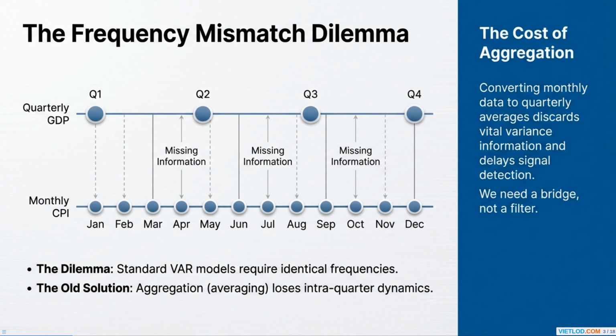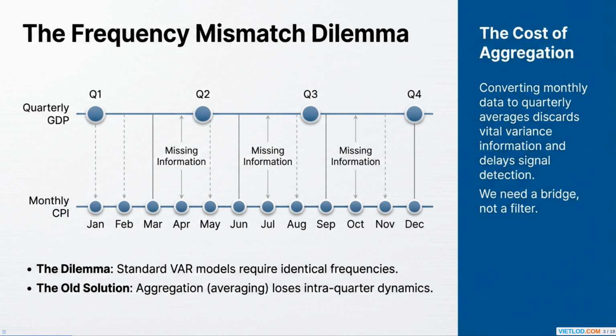However, as the right side of the slide titled The Cost of Aggregation emphasizes, this method discards vital variance information and critically delays signal detection. By converting monthly data to quarterly averages, you lose all insight into the intra-quarter dynamics. For example, if monthly inflation was 0.1% in January, 0.2% in February, and 0.8% in March, the quarterly average would hide this accelerating trend. Aggregation treats this the same as a quarter where inflation was 0.8%, 0.2%, and 0.1%, a decelerating trend. This loss of information means we miss crucial turning points in the economy.